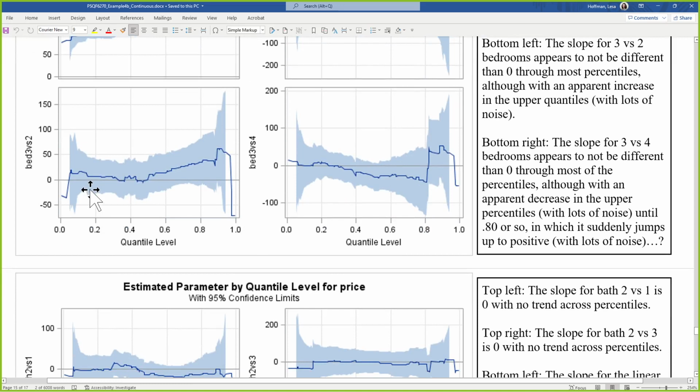So the number of bedrooms, 3 versus 2, has a positive slope more so as you move up the quantiles, which is interesting, because you would expect that 2 bedrooms would make the house price lower rather than 3. But that's probably a proxy for condominiums or some other thing that would differentiate smaller units that cost a lot of money.